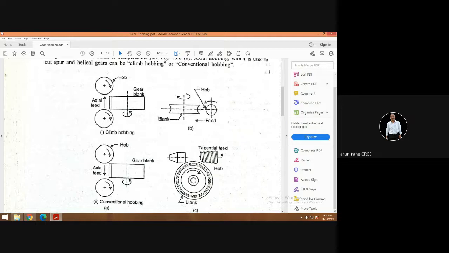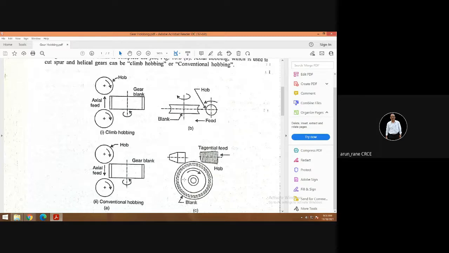You have seen this in one of the videos. So that is what is called climb hobbing. And if the hob cutter moves from top to down, then that is your conventional hobbing. The direction of rotation of gear blank and hob remains the same.